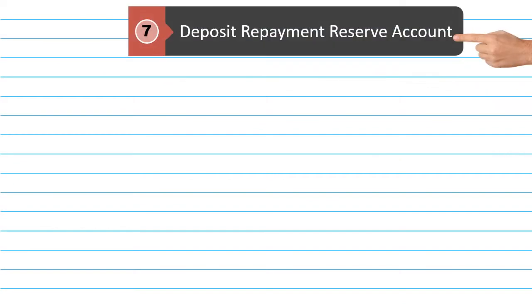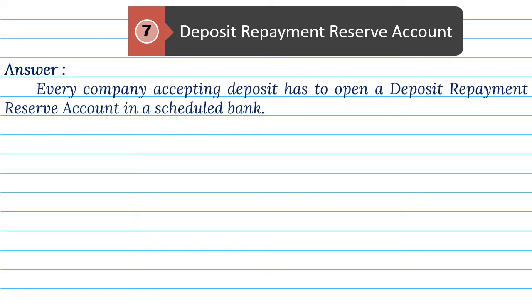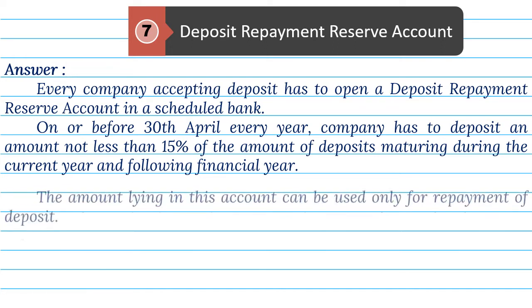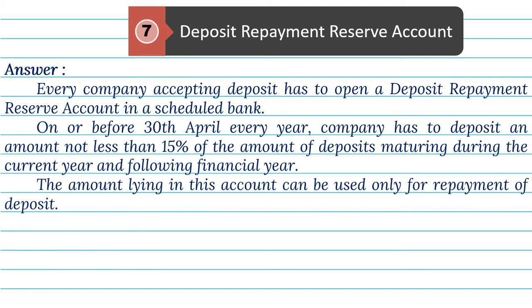7. Deposit Repayment Reserve Account. Answer. Every company accepting deposit has to open a deposit repayment reserve account in a scheduled bank. On or before 30th April every year, company has to deposit an amount not less than 15% of the amount of deposits maturing during the current year and following financial year. The amount lying in this account can be used only for repayment of deposit.